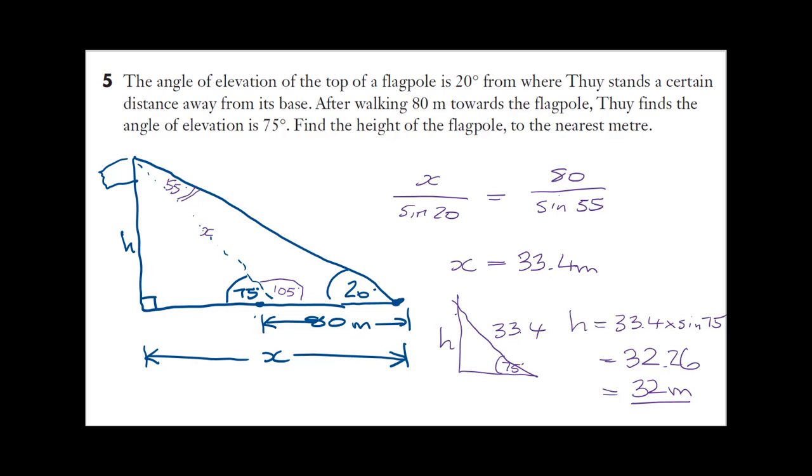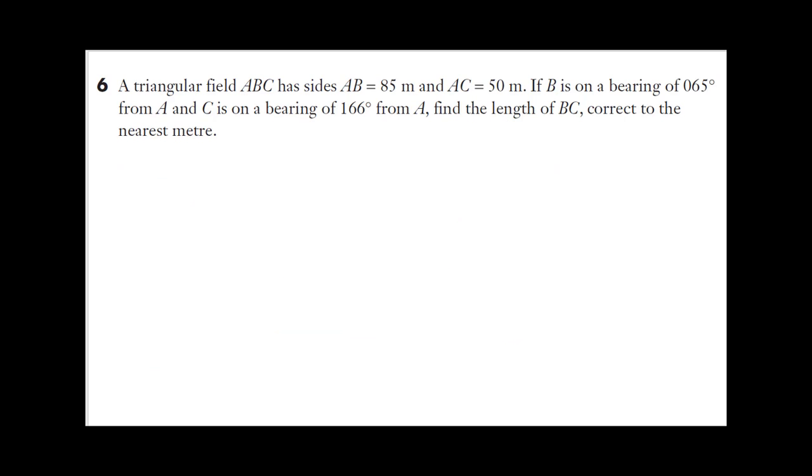So that's question 5. If we move on to question 6, triangular field, has sides 85 and 50. B is on a bearing of 65 degrees from A, and C is on a bearing of 166 from A.